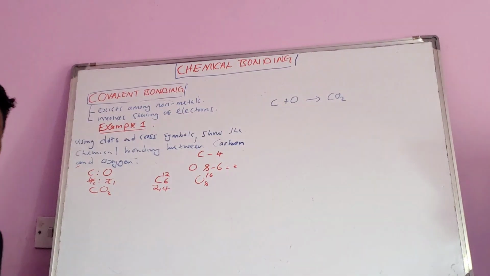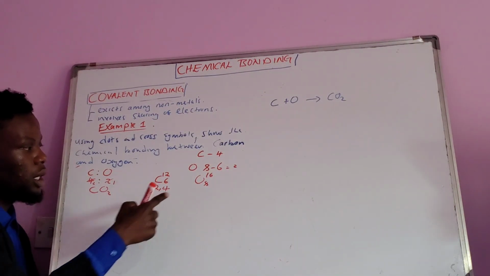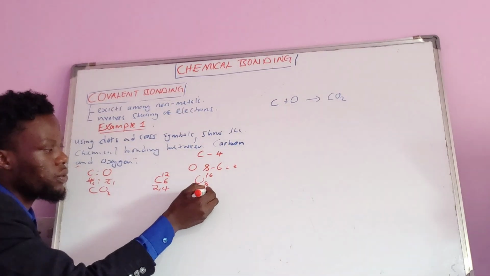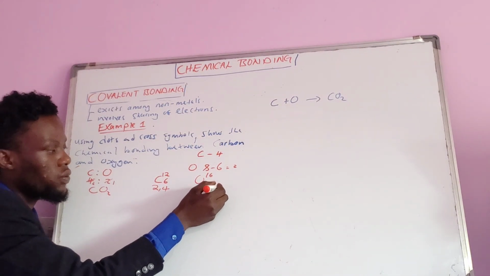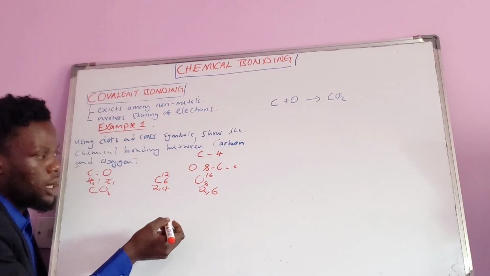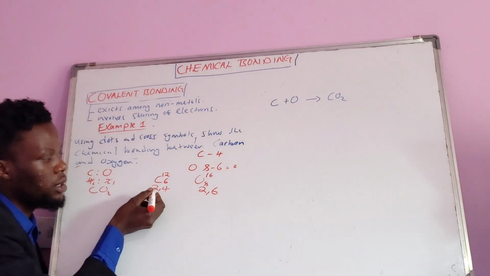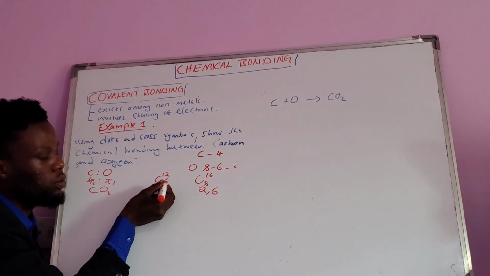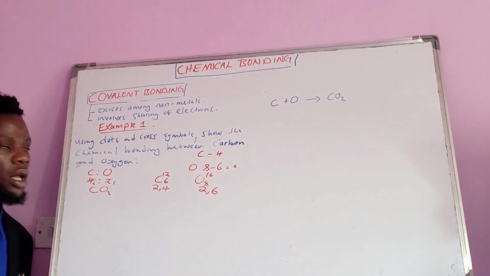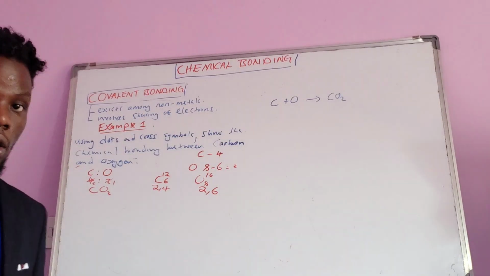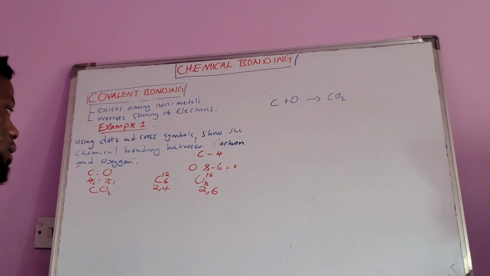This is the electron configuration for carbon. If you look at oxygen, the first shell is going to occupy 2, and the last shell is going to occupy 6. If you add this, 2 plus 6 gives you 8. For carbon, 2 plus 4 gives you 6. Then the electron configuration is correct. Whatever you're doing is correct if you're getting the same atomic number.